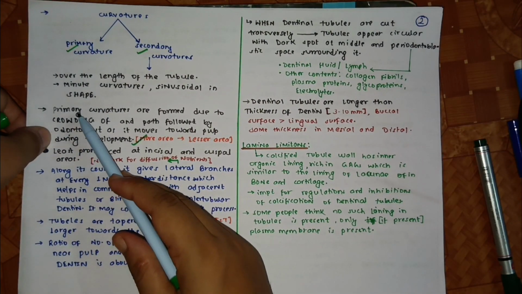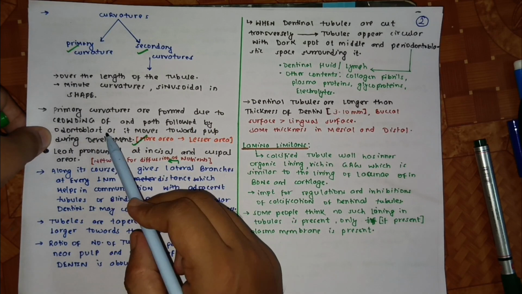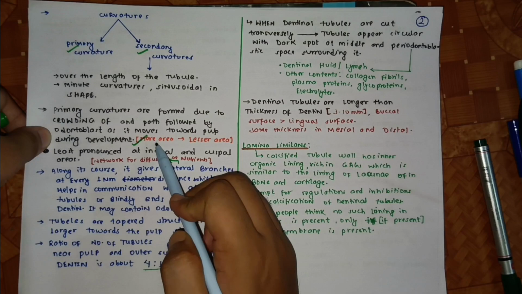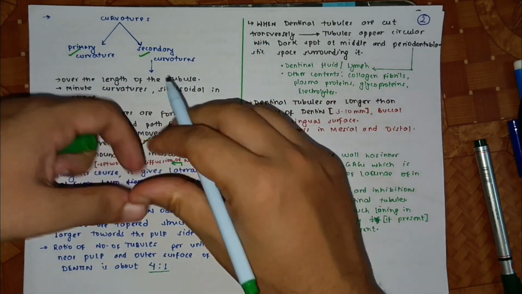Now at this point, as I have written here, the primary curvatures are formed due to the crowding of and the path followed by the odontoblast as it moves towards the pulp during development, from the more area towards the lesser area. This point is very conceptual, you should understand it. I will dissect this concept.